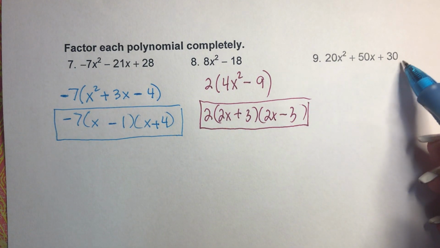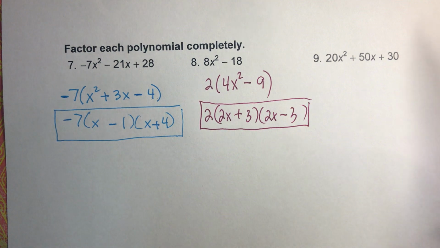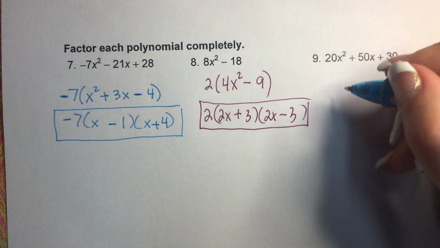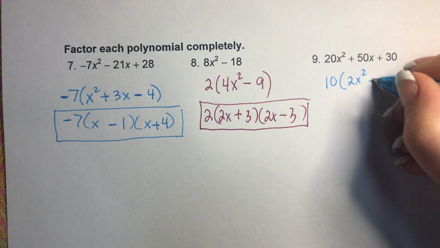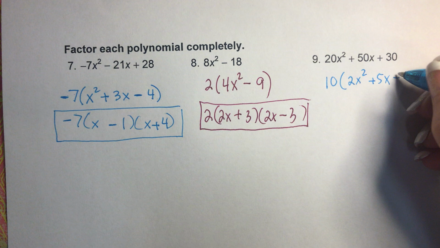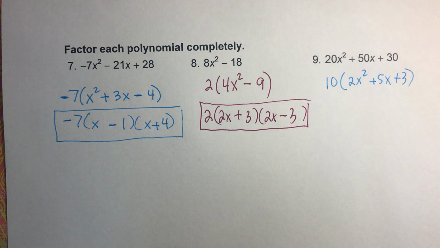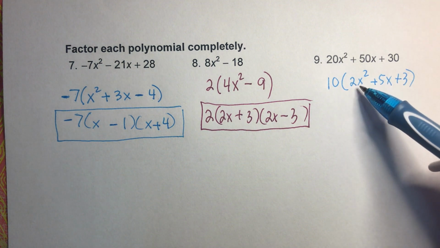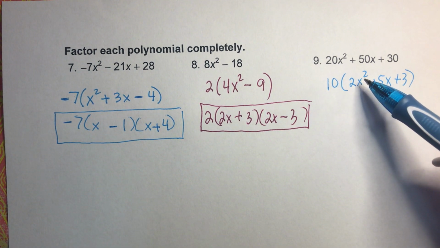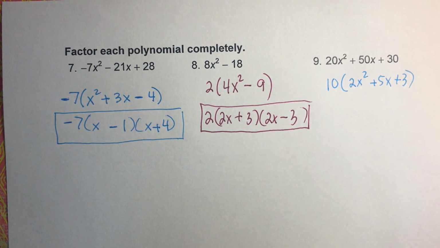I'm looking for that GCF. It looks like a 10 goes into all these, so let's factor out a 10. That would be 2x squared plus 5x plus 3. We have a trinomial, a lovely trinomial. What would we look for? A perfect square trinomial. That is not a squared number.